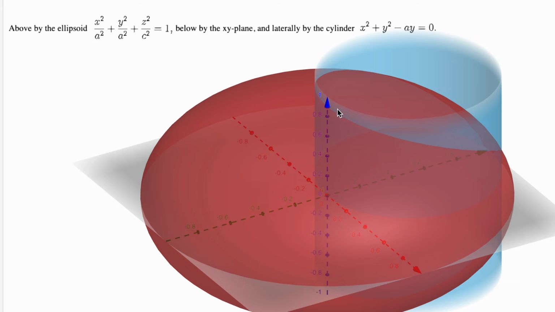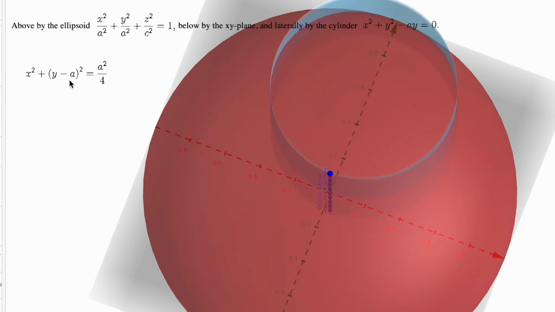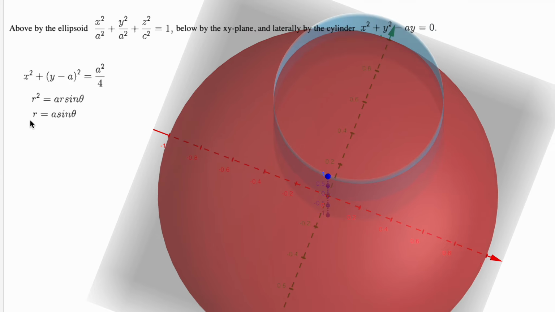The cylinder makes sense because if you look at this equation, it transforms to this equation here, which makes sense because this cylinder has x of 0 and y of a over 2 as the center point, and the radius is a over 2. You can look at this also in the polar coordinates. r equals a sine theta.